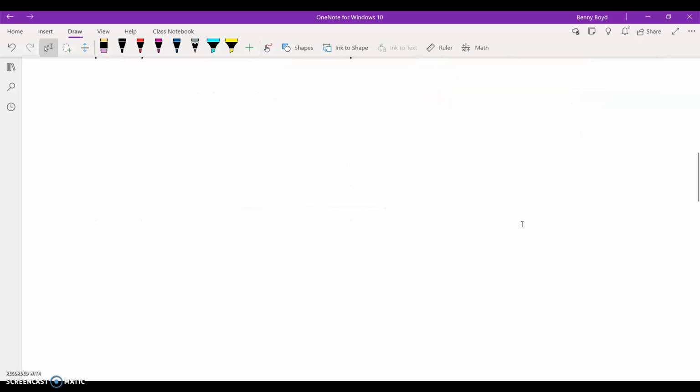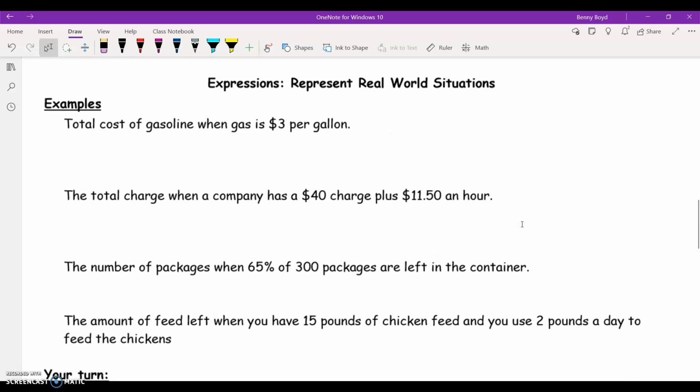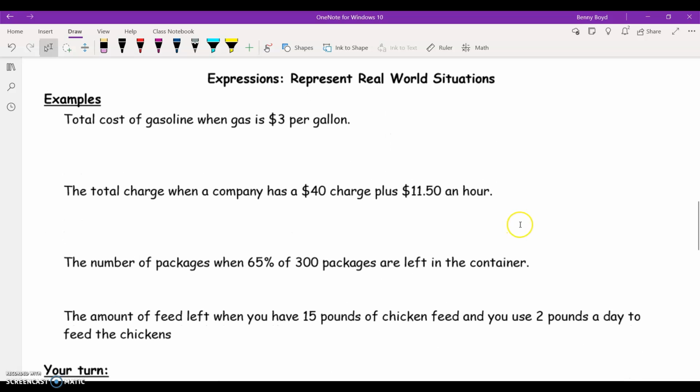Alright guys, moving on to representing real-world situations. So here we're going to be writing algebraic expressions from real-world problems. So the first example we have here is we want to write an expression for the total cost of gasoline when gasoline is $3 per gallon. Now the first thing we want to do always is identify the variable and what it represents.